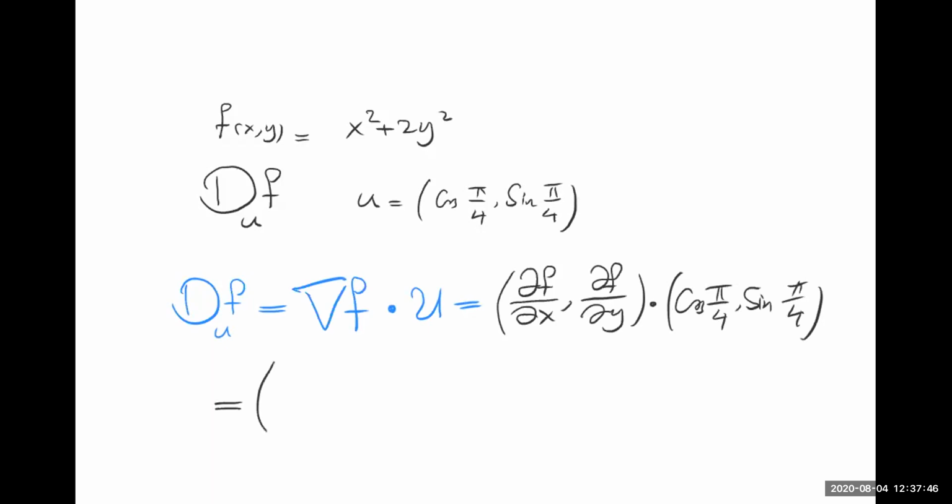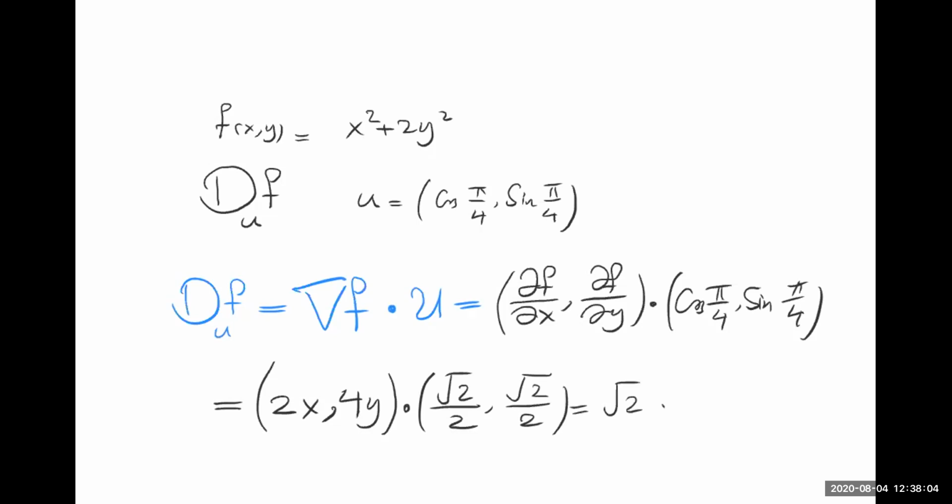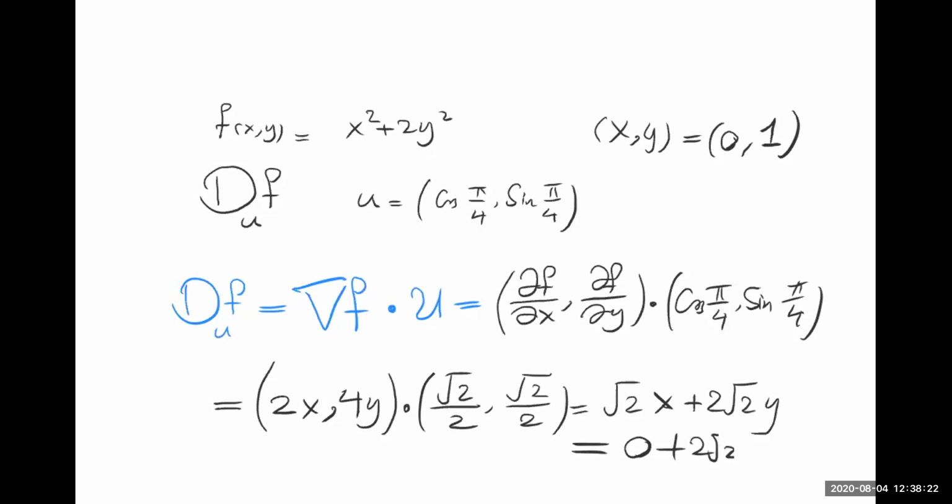What is the partial derivative of f with respect to x? It's 2x. What is the partial derivative of f with respect to y? It's 4y. Cosine of pi over 4 is the square root of 2 over 2. Sine of pi over 4 is the square root of 2 over 2. If I multiply them, I would get square root of 2 times x plus 2 square root of 2 times y. So for example, if they asked us to compute it at the point (0, 1), it would be square root of 2 times 0, which is 0, plus 2 times the square root of 2 times 1, which is 2 square root of 2. So this is another way of thinking about directional derivatives and gradients.